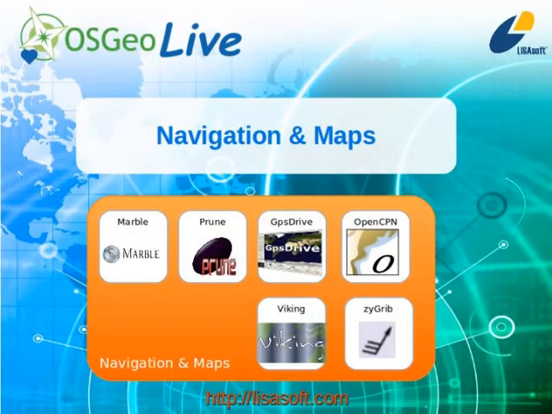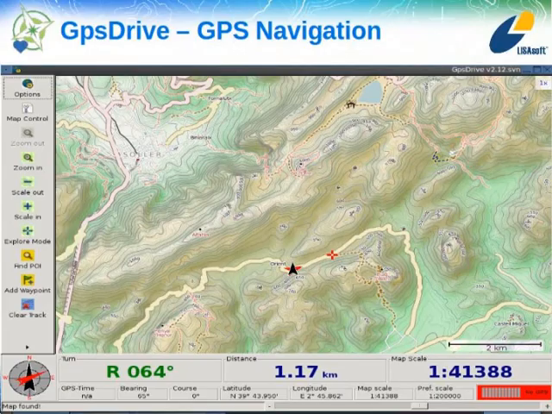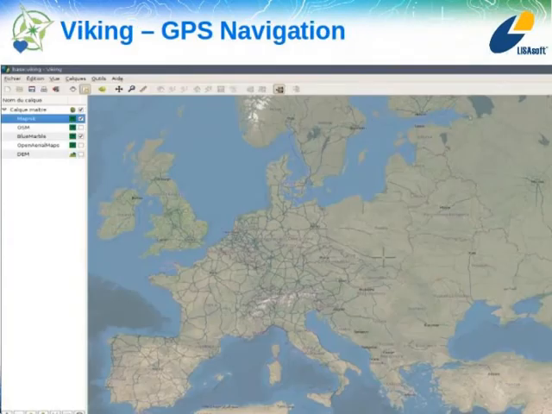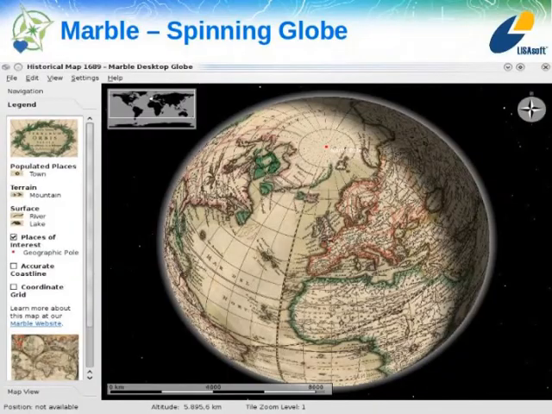Navigation, I'm going to really skim through this, for navigation of maps. There's GPS tracking, GPS navigation, OpenCPN for marine type navigation, Viking, more GPS navigation. This nice forecasting map is with zyGrid. And then there's a very nice spinning globe, a bit like Google Earth, provided by Marble and the KDE project.